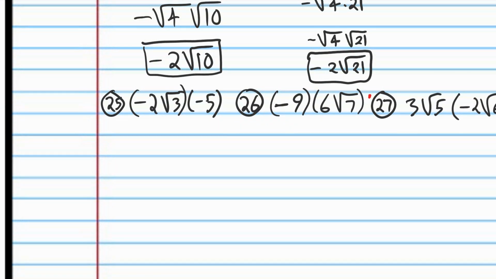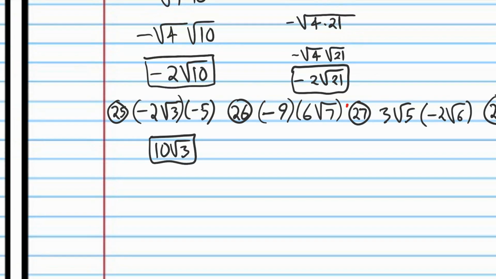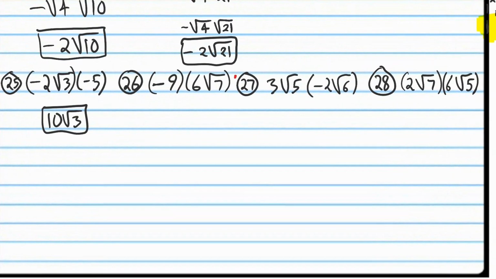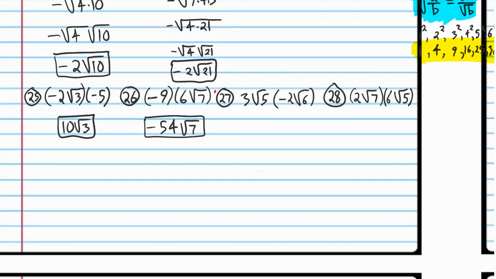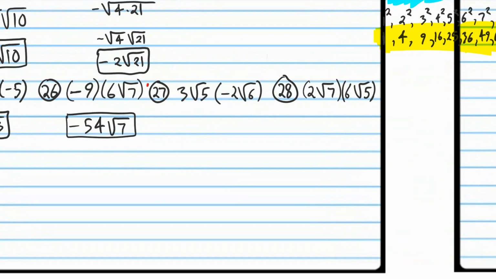All right, we're back. Negative 2 times negative 5 is 10 root 3, so if you got 10 root 3, good job. Try 26, and when you come back, we'll do it together. All right, we're back. And there we go. So if you got that answer, good job.